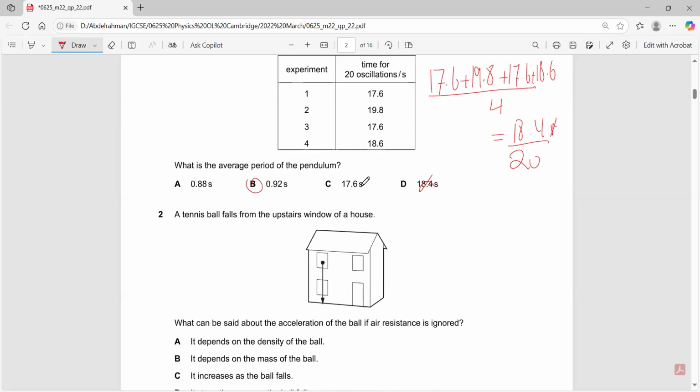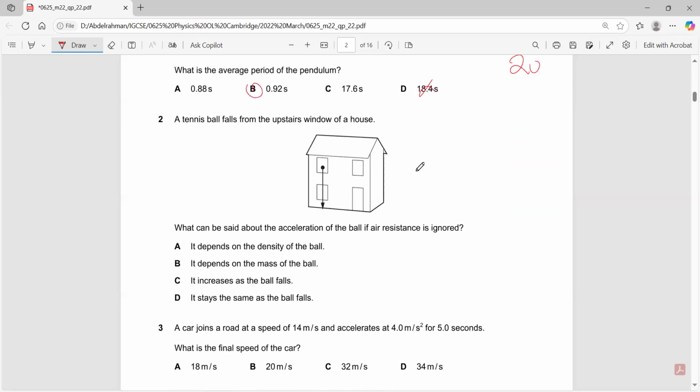A tennis ball falls from the upstairs window of a house. What can be said about the acceleration of the ball if the air resistance is ignored? When you ignore the air resistance, then the acceleration is constant, right? It doesn't depend on the density or the mass of the ball. It doesn't increase as the ball falls. It stays the same. Yes, it is constant.